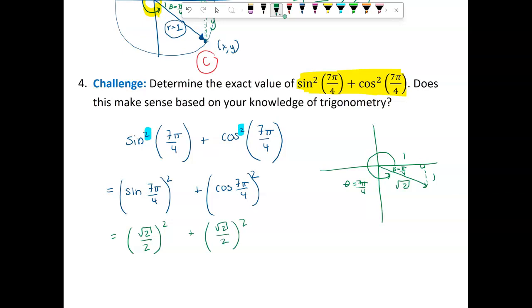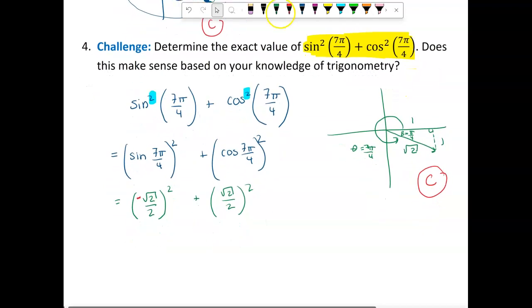But we cannot just leave these answers. We always have to check the CAST rule. In the CAST rule, our cos is positive, but our sine is going to be negative. Is that going to matter? Well, we're going to square it, so not really in this case, but we always want to make sure. When we square this, remember that square root and square are opposite operations, so they're going to cancel each other out. So it ends up being just 2 over 4.